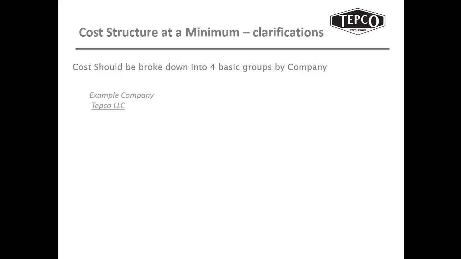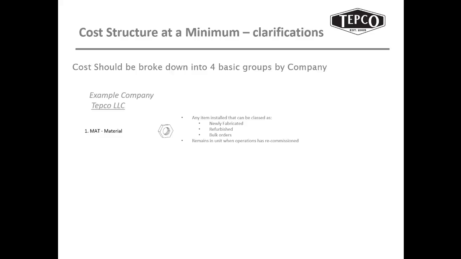As we continue through the cost at a minimum, some of the clarifications, I've been saying code of account, cost buckets, cost collection as capital projects would be. I'm going to show you a little bit of an example. We've got 4 basic groups, and if I were to write a purchase order to a particular group, and I'm going to use TEPCO as the company that I'm going to write the purchase order to, I'm going to have them break the cost down into, first off, material.